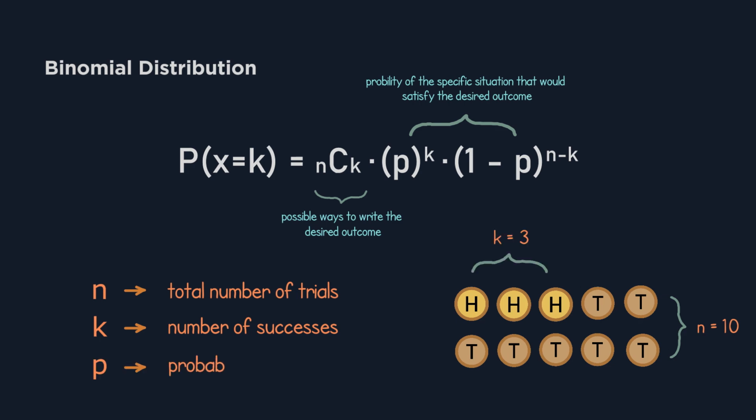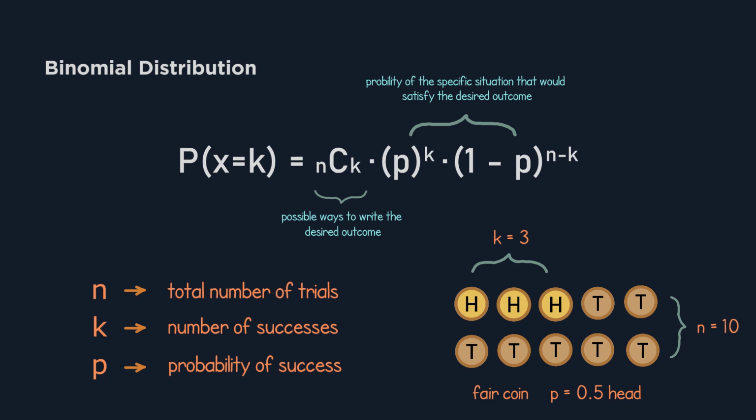Lastly, p is the probability of success on any given trial. If you're flipping a fair coin, the probability of getting a head is 50%, so p would be 0.5. Together, these variables help determine the probability of getting a specific number of successes in a fixed number of trials.